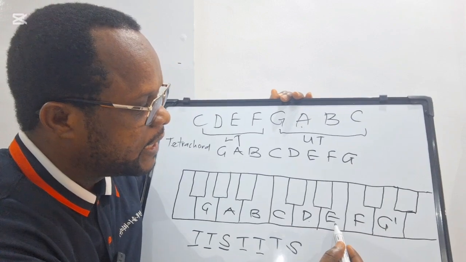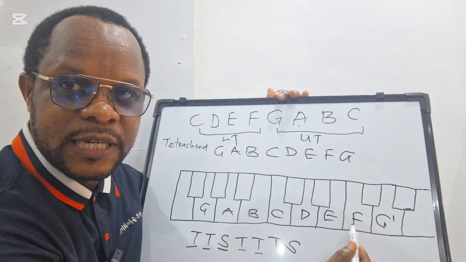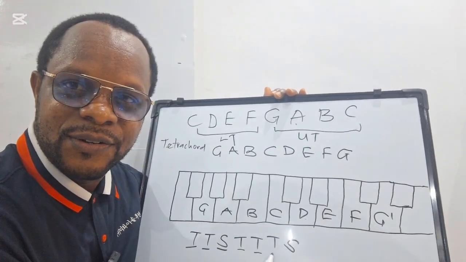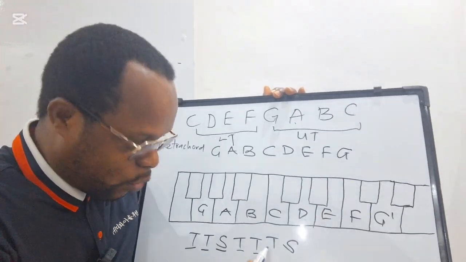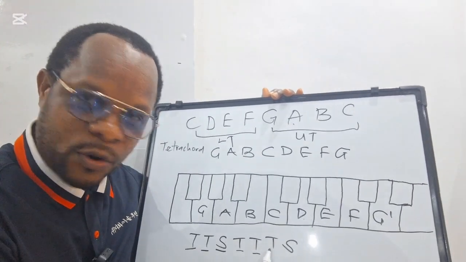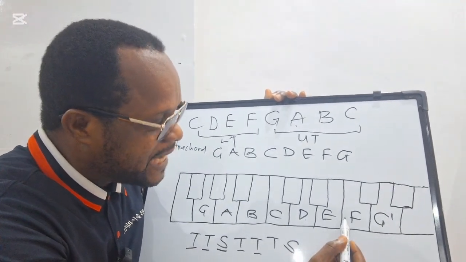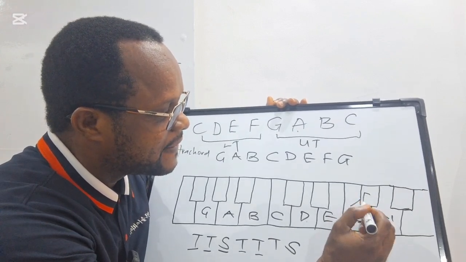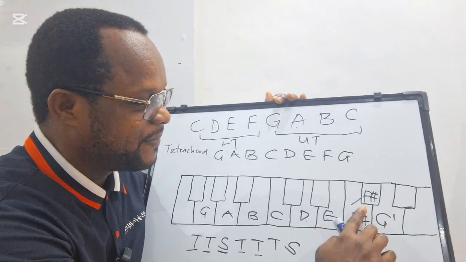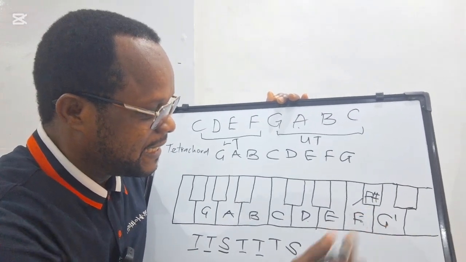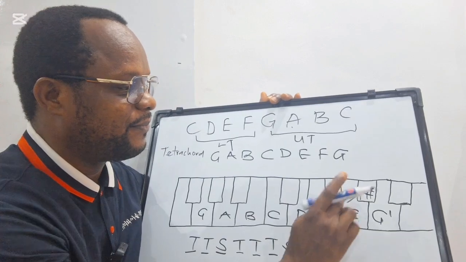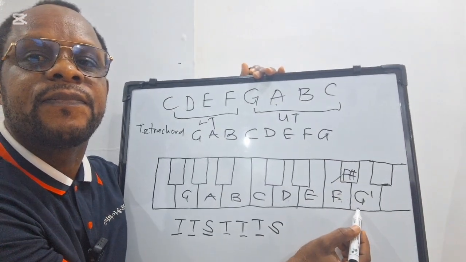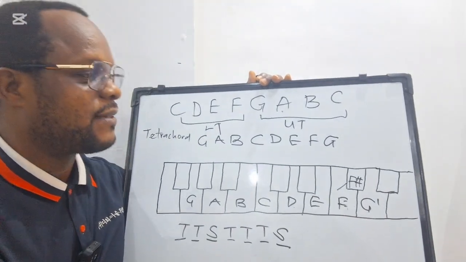E to F, is it a tone or a semitone? In the C scale it is a semitone, but here it should be a tone. This is what we really want. Here is a semitone. To make this a tone, we have to sharpen the F, which means this will not be our F. You sharpen it to make it a tone, which is correct now. F sharp to G is what? It's a semitone, correct. So this is it.